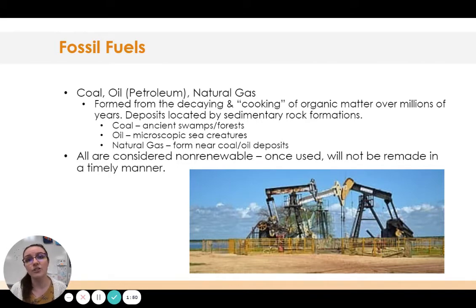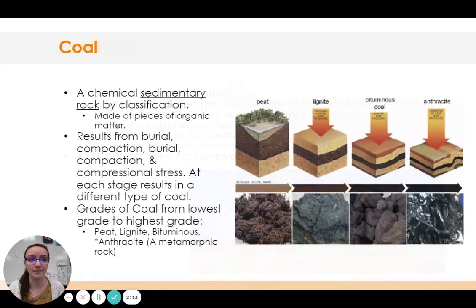Coal forms, we've talked about this a little bit, from ancient swamps and forests decaying and getting compressed. Oil typically comes from microscopic sea creatures, and natural gas is the gas that is naturally released by coal and oil, so it's found near those things. All of these are considered non-renewable, and once we use them, they will not be remade in a timely manner. So there could, in the future, be more coal, but it does not keep up with the rate we are using it. It is being used faster than it can be remade, so it is considered a non-renewable resource.